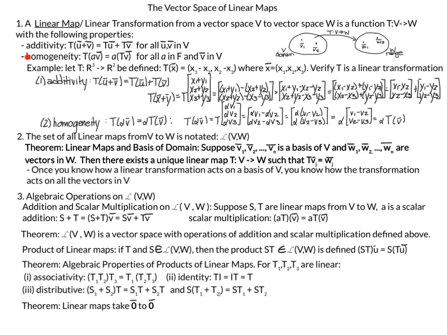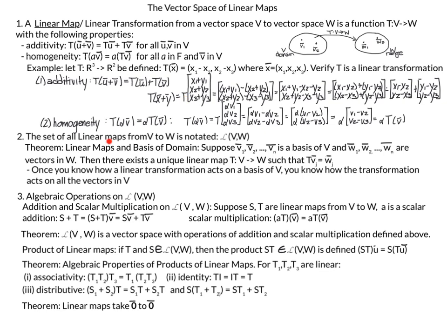And then second, homogeneity holds. That is, the transformation on a scalar A times the vector V is equal to A times the transformation on the vector V for all A scalars in F and the vector in the vector space. We will work this example as well as many others in the main part of the video.